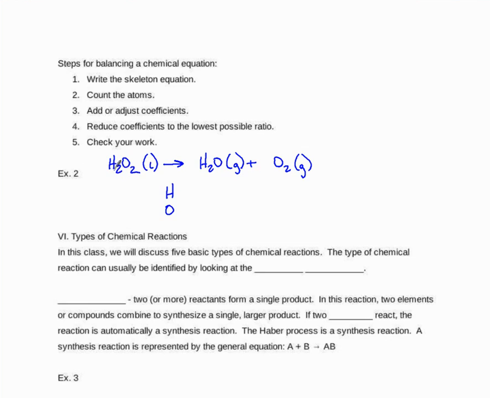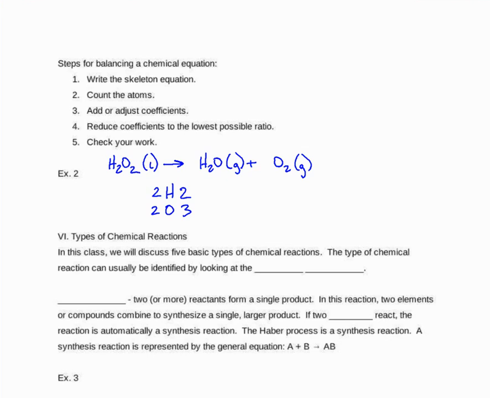So hydrogens, over here I have 2. And on this side I have 2. So the hydrogens are right now balanced, but I'm not going to put a check mark because we're not done yet. And for the oxygens, I have 2 in the reactants, and I have 1, 2, 3 in the products. So the oxygens are wrong.